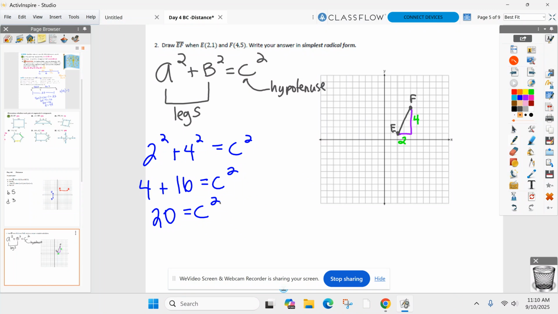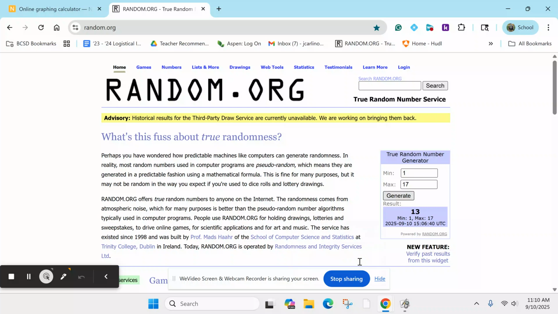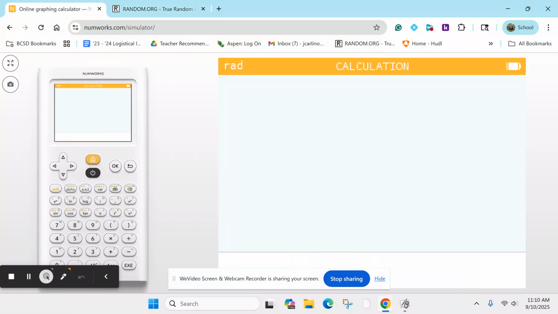And then anybody remember how you got rid of the squared algebraically last year? Go ahead, Natalie. Square root. Correct. You square root both sides. Good job. And now I go to my NumWorks calculator. Everybody see where the square root button is? Remind yourself where it is. It's right above the parenthesis there.